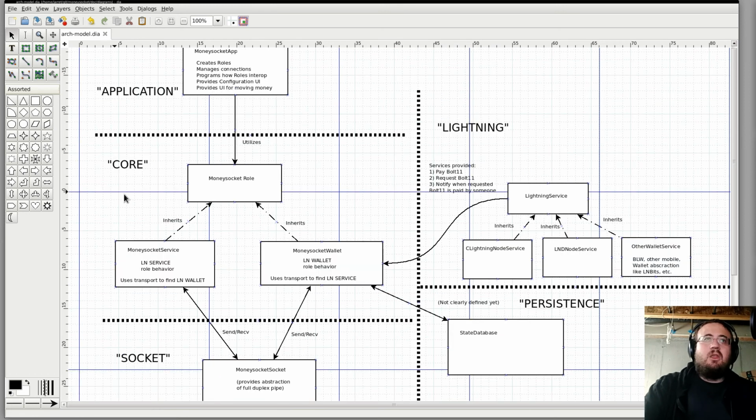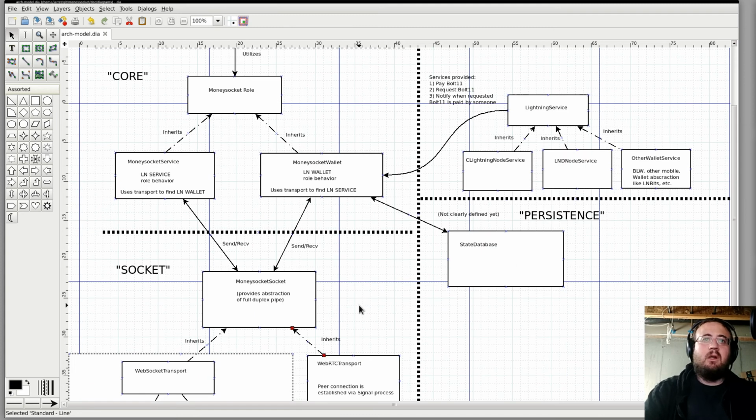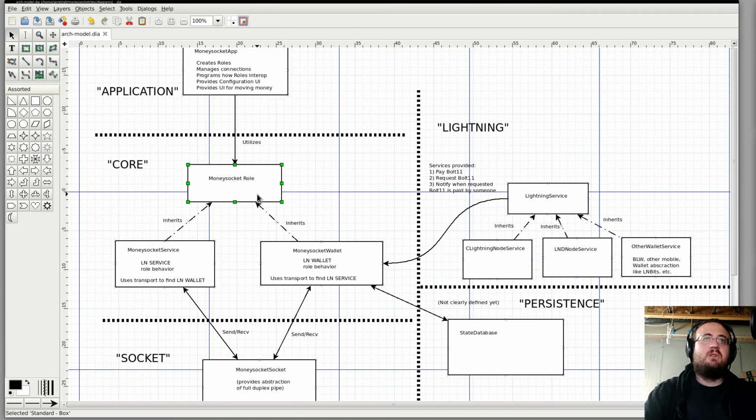So then in the core, this is kind of half-assed UML, there's the idea of a super class. There's this idea of a role, and the role is either a service or a wallet, and as I mentioned, they're kind of mirror images of each other, and there's probably a lot of code that's going to be shared between them, and different behaviors as a service talks to a wallet and a wallet talks to a service. So we want these classes to be represented here, and yeah, they're going to consume a socket to send and receive.